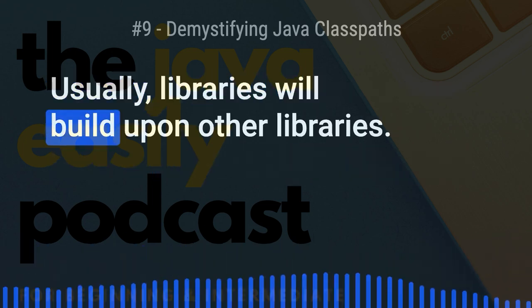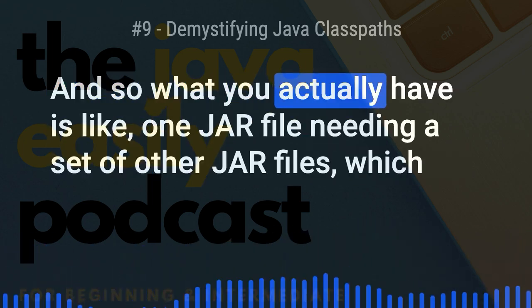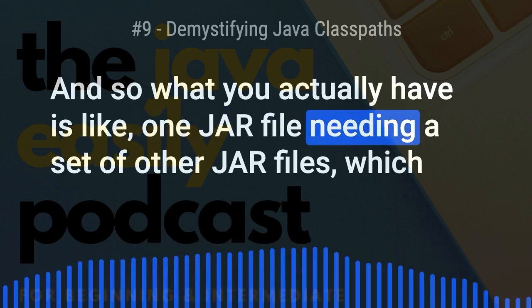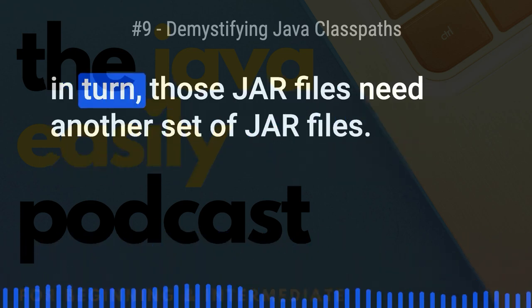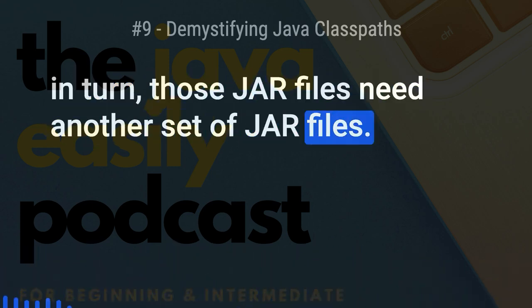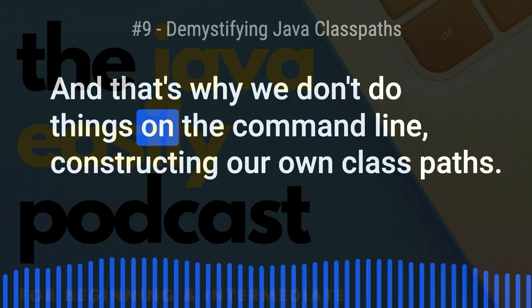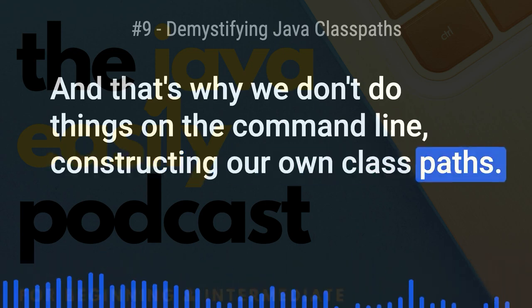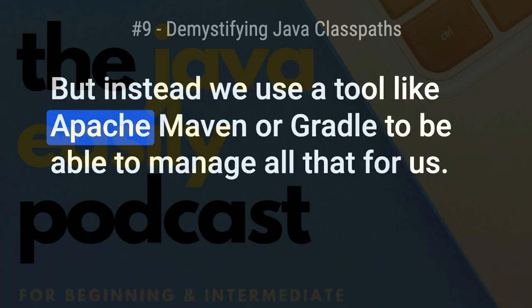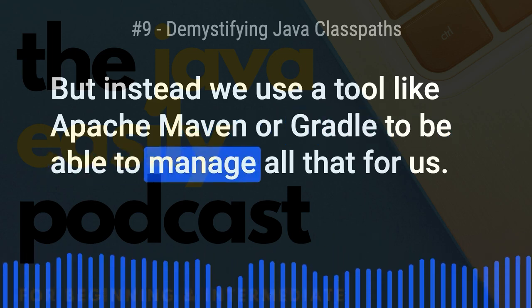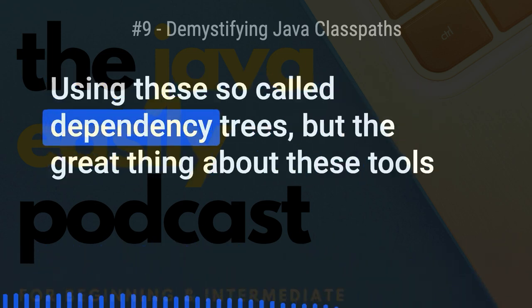Usually libraries will build upon other libraries, and so what you actually have is one jar file needing a set of other jar files, which in turn need another set of jar files. And that's why we don't do things on the command line constructing our own class paths, but instead we use a tool like Apache Maven or Gradle to manage all that for us using these so-called dependency trees.